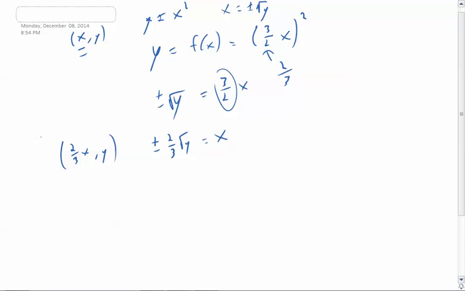Of course, you're going to get functions that affect both the x and the y, and it depends on the complexity of it. But this is essentially how to deal with something like this in a function that's affected horizontally.